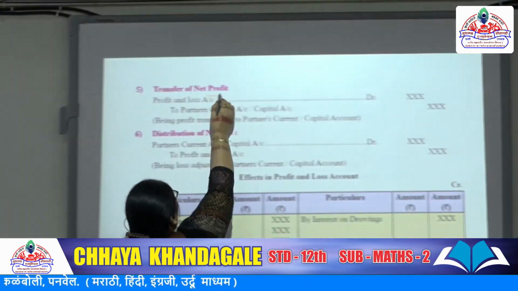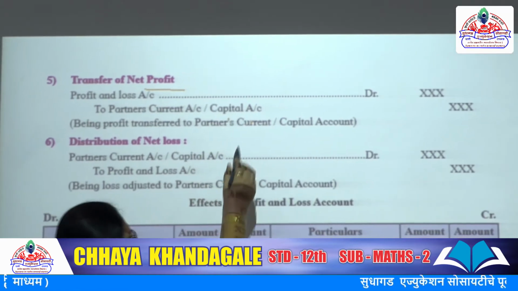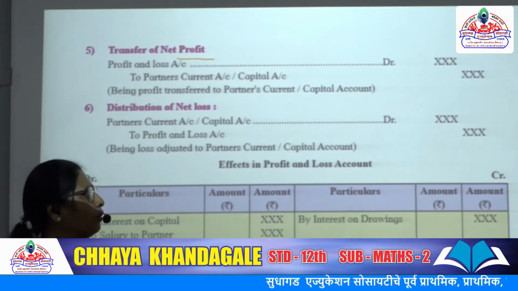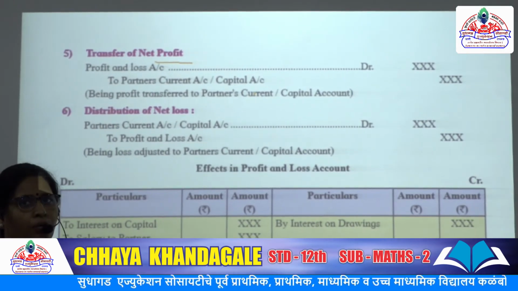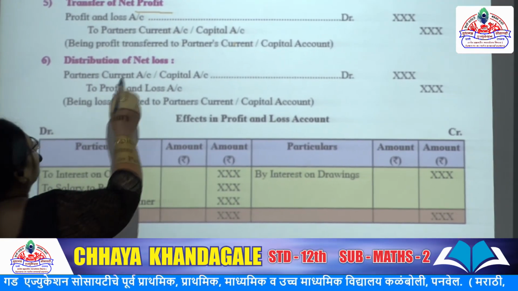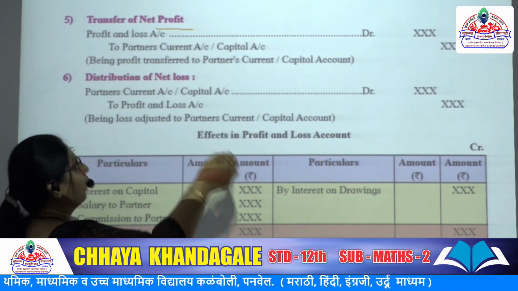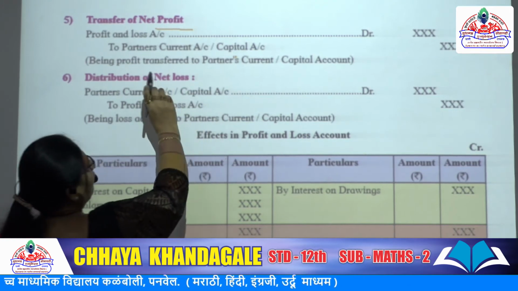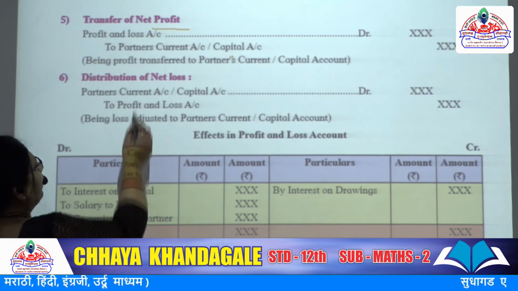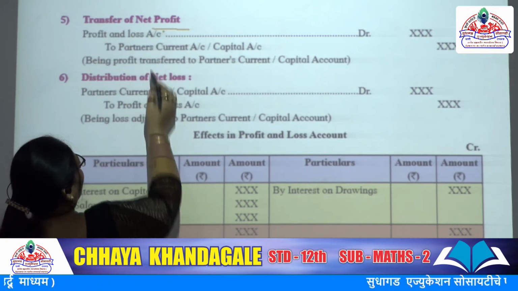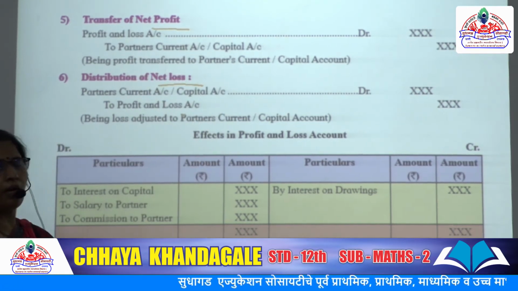So see, net profit. What we are going to do: profit and loss account debit to partners current or capital account. In the slide before, when I was showing you, I had written by net profit. So partners capital or current account, by profit and loss account, in the credit side we had written, okay, so partners current account, whatever net profit we are going to write it in this form. Then distribution of net loss, see, the opposite of this will be: partners current account or capital account debit to profit and loss account.